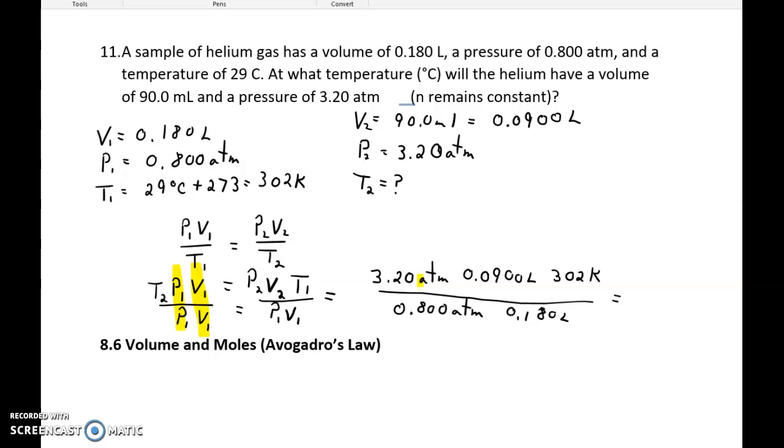So let's look and see which units are going to cancel. We're going to get rid of atmospheres because we've got it on the bottom and the top. We'll get rid of liters because we've got it on the bottom and the top. We're going to be left with Kelvin, which is good because we're looking for a temperature, right? So it looks like it's working out. We'll get 604 Kelvin. We do the math on this. We'll need to subtract off 273 to get our Celsius number of 331 degrees Celsius.